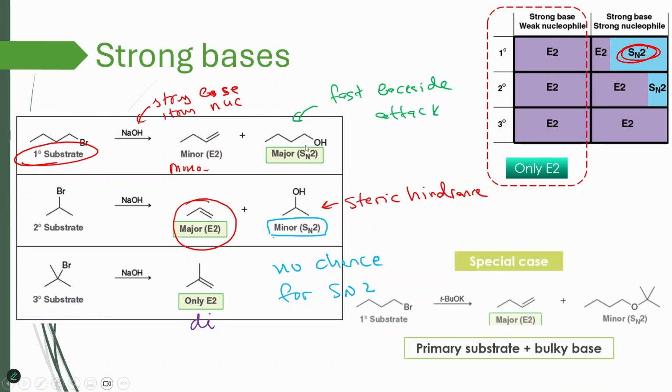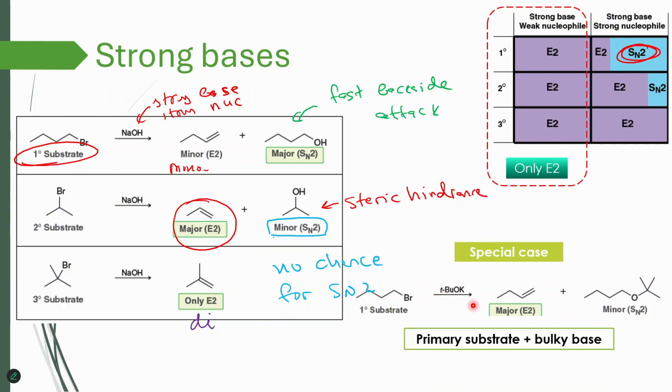But there is a special case where you use a bulky base. A bulky base is a strong base. It can also be a strong nucleophile, but it's bulky, so you would not expect much SN2 product. Usually, from experience, whenever you see potassium tert-butoxide, you will exclusively form E2 products most of the time, because otherwise why would you use this to form this, right?